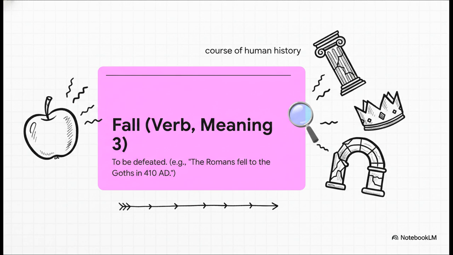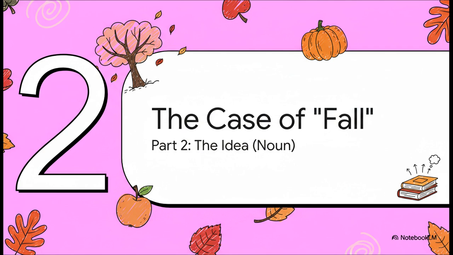And then the word takes another huge leap. This time, it goes from the physical world to something completely abstract. I mean, an entire empire doesn't literally trip and fall over, right? Here, fall means defeat, collapse, the end of an era. Just think about that. We've gone from a simple apple to the entire course of human history, all using the exact same word.